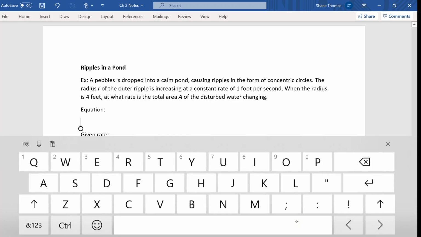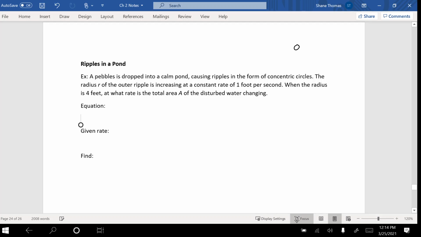All right, so drop the pebble, and this is concentric rings, right? So we're worried about this outside ring here. We want to relate its radius, with the speed that the radius is changing, versus the rate at which the total area in there is changing. All right, and then we want to find it for a certain time. So do we have any given rates? Do we have any equations, first off? We don't have an equation given. All right, kind of stinks, but all right.